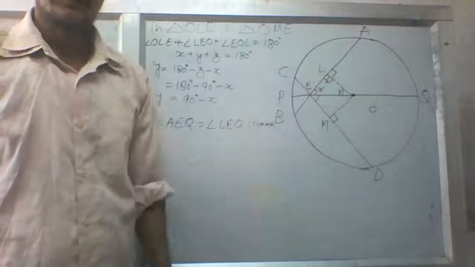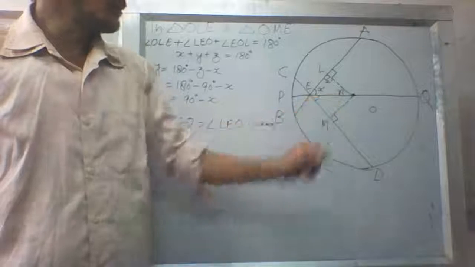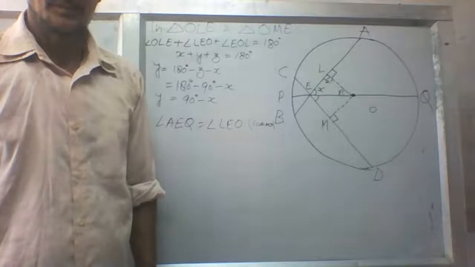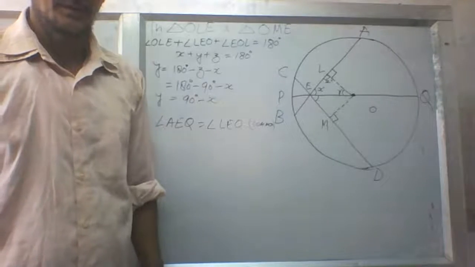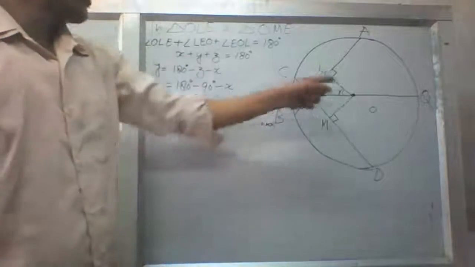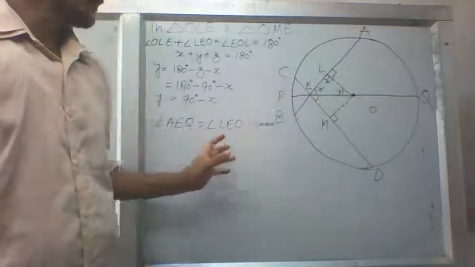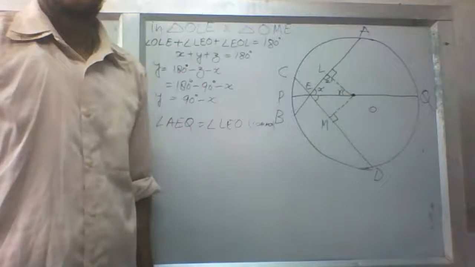So like this, LEO and NEO. Are you understanding what I am saying? In the triangle OLE and OME, what have we seen? This angle is equal to this angle.